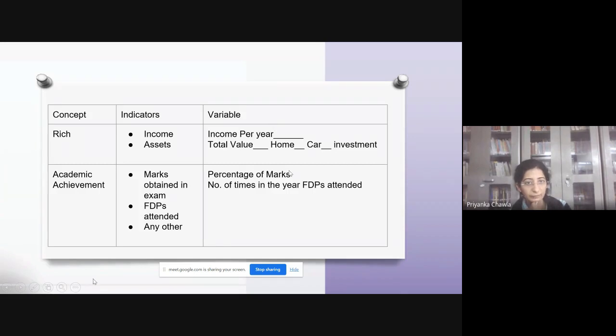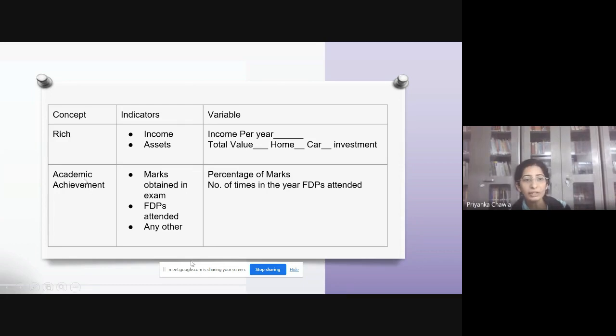These are the variables. Variables are analyzed with the help of indicators. So how can we say if this person is rich or not? Based on some indicators. An indicator is income or assets. So these are variables, and this is the concept. Concept means rich. Concept also means academic achievement. If he is doing well, he is good. If he is not doing well, he is not good.